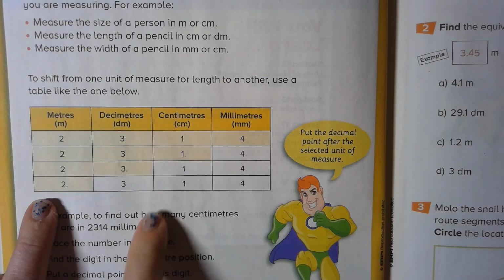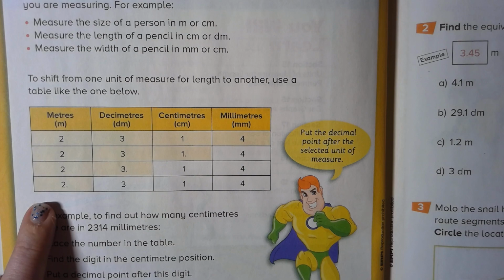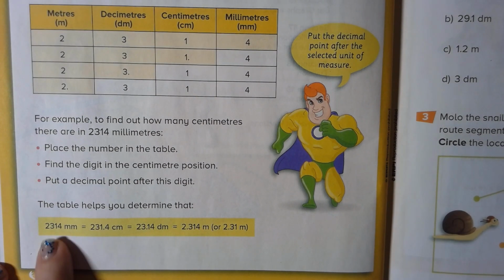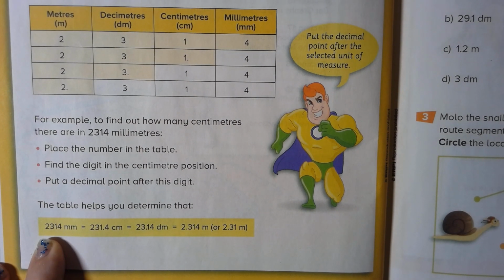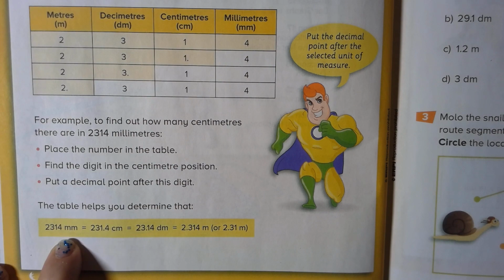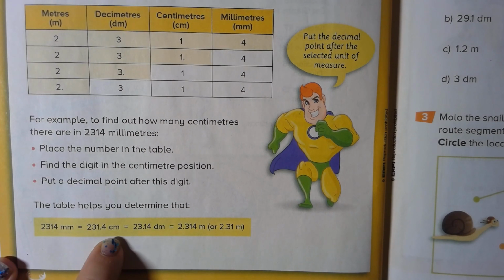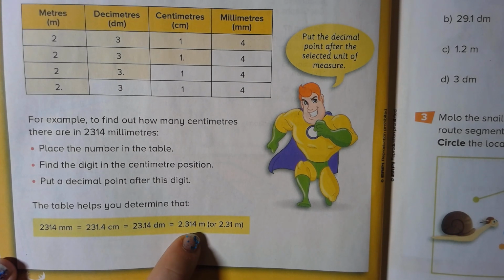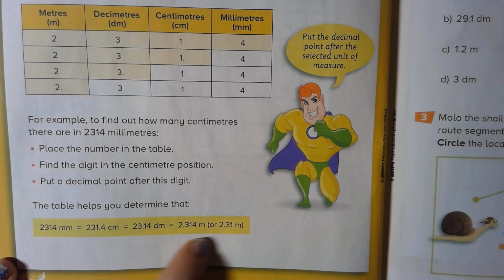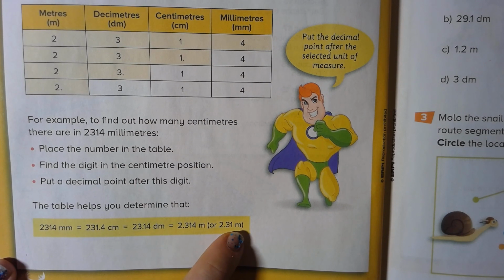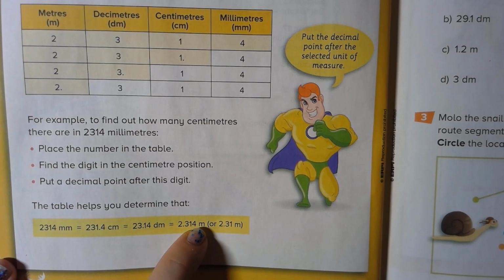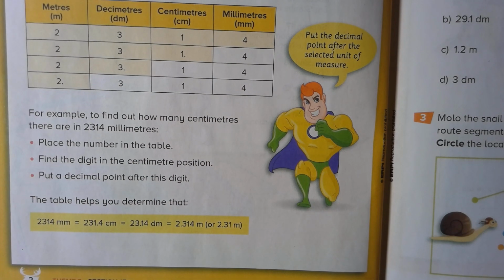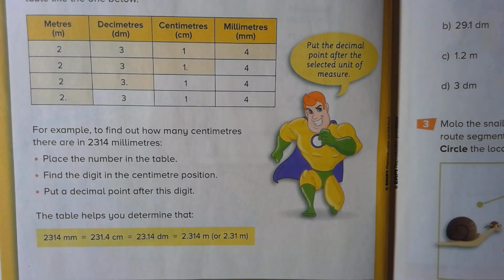Wow, we haven't learned the third decimal point position, have we? So they show you at the very bottom: 2,314 millimeters equals 231.4 centimeters, 23.14 decimeters, or 2.314 meters. They rounded it to 2.31 meters. They rounded it because 4 is less than 5. We'll learn about rounding. Okay. Do you think you're ready, or do you need a little more practice?